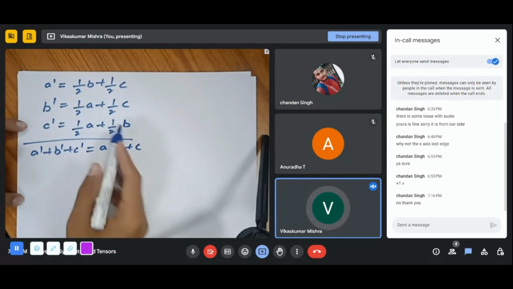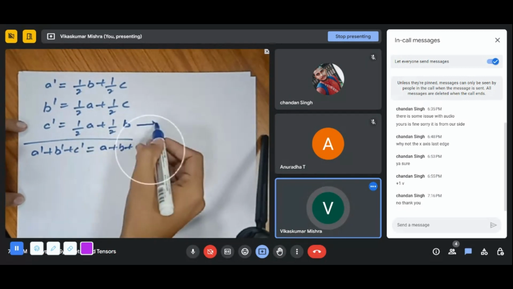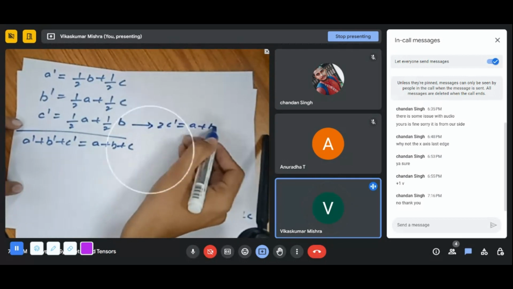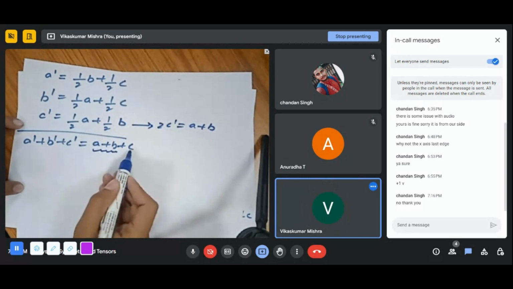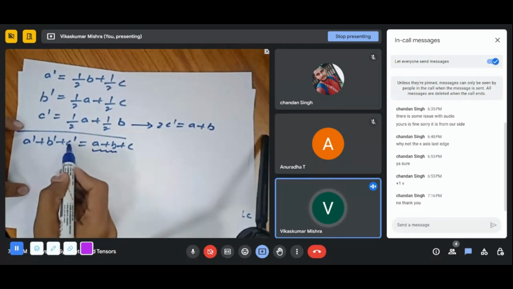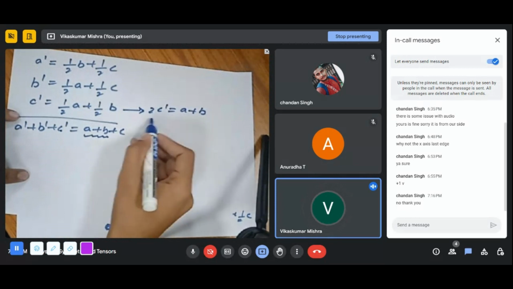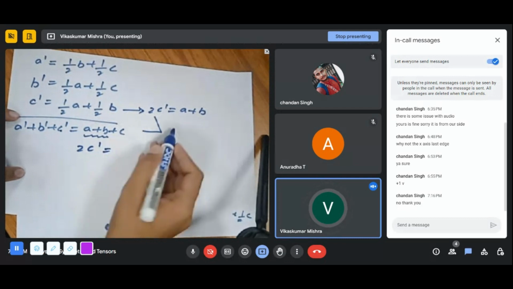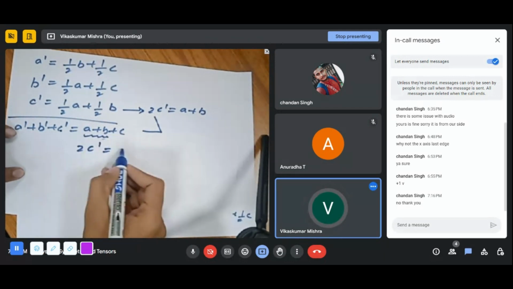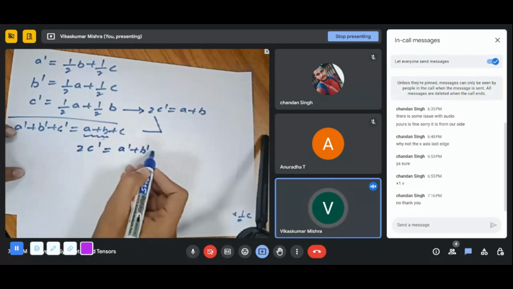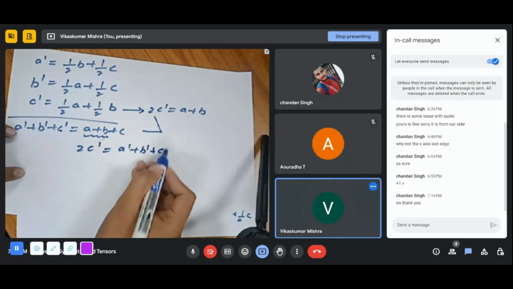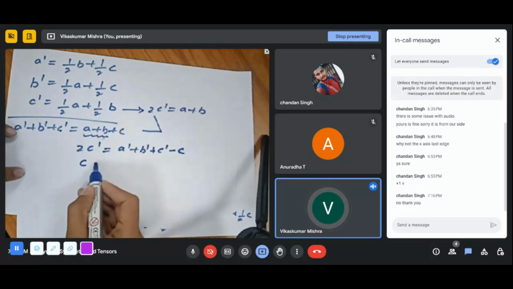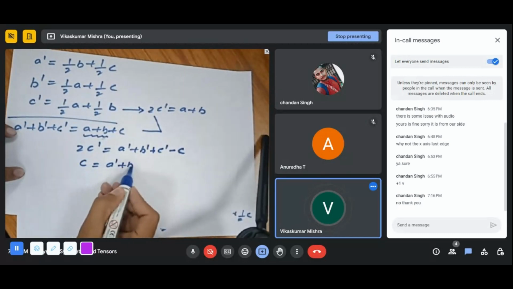Okay, so from here, now let us take C dash. We can write 2 times C dash, which will be equal to A plus B. And I know A plus B is nothing but A prime plus B prime plus C prime minus C. So from these two equations, I can write 2 times C prime equals A plus B, which is A prime plus B prime plus C prime minus C. So from here I can find C. C will be equal to A prime plus B prime minus C prime.